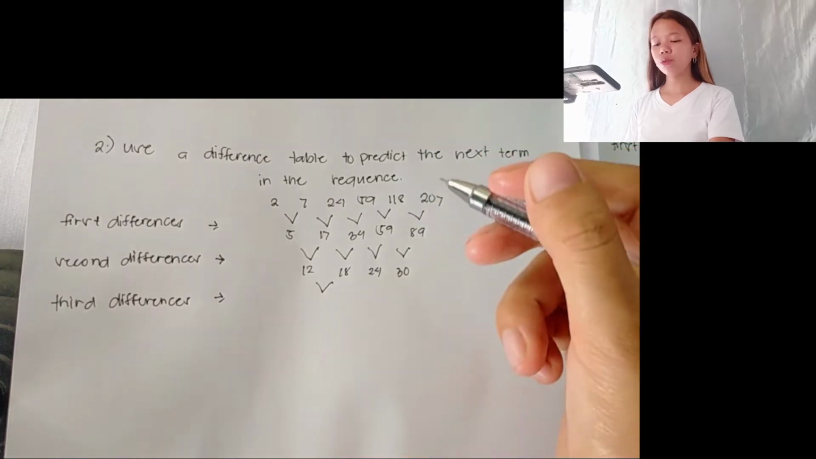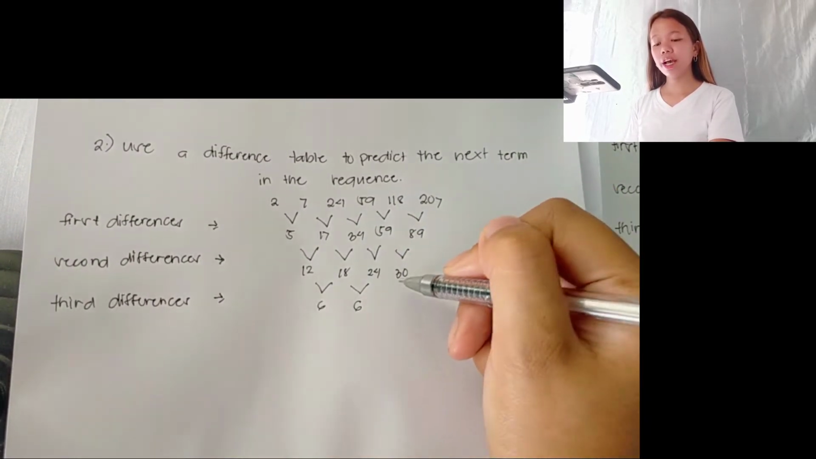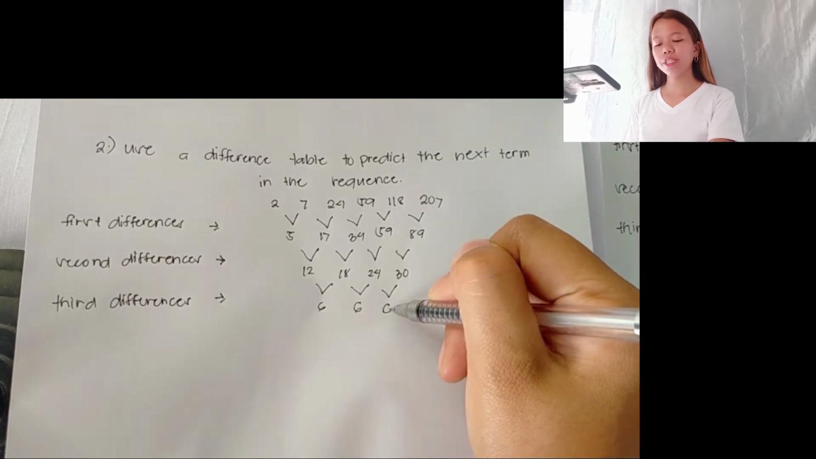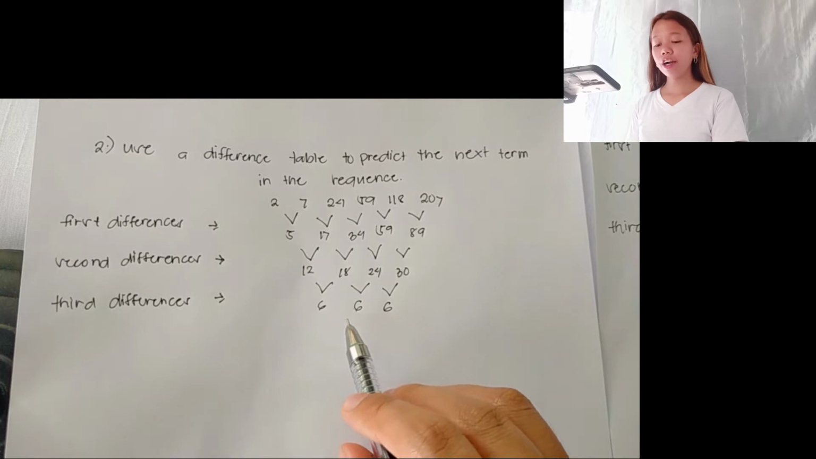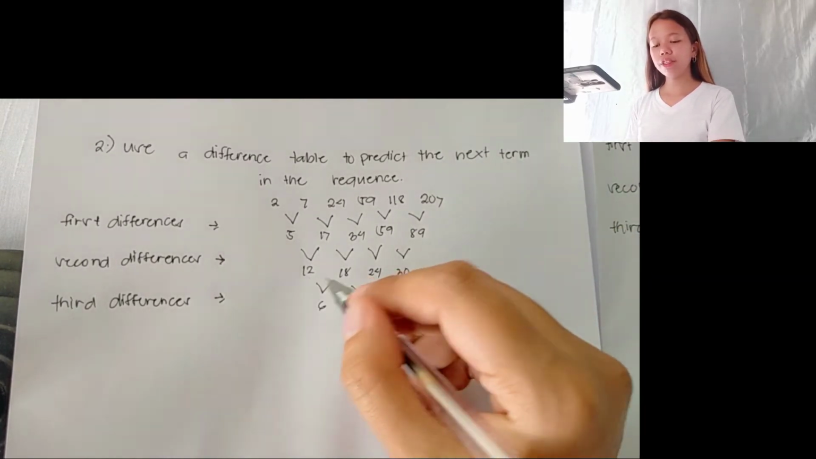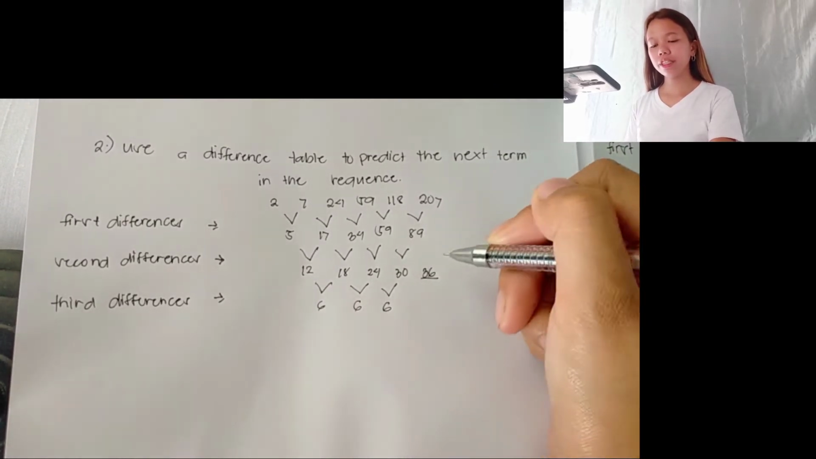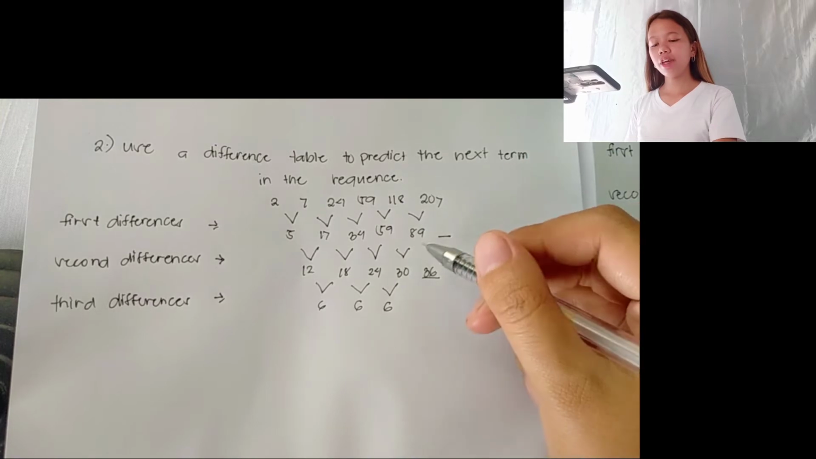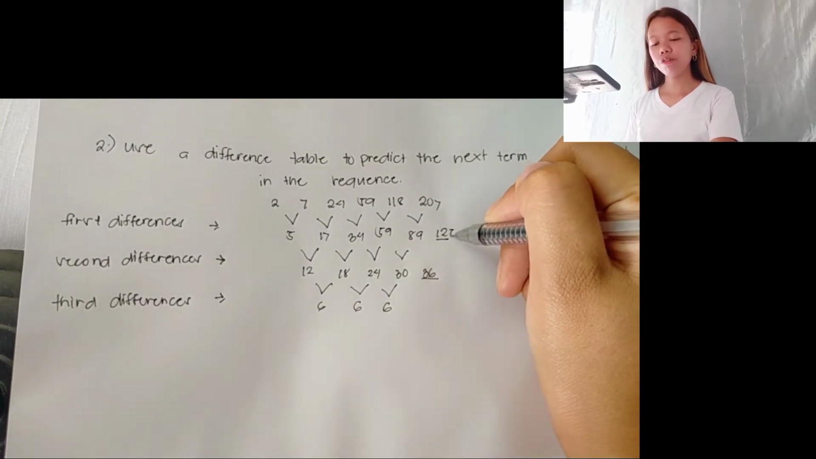So 18 minus 12, that would be 6. 24 minus 18, that would be 6. And 30 minus 24, that would be 6. So we can now see that the numbers are the same value, 6. So to get the next number in this row, let's add 30 plus 6. So that would be 36. And in this row, let's add 89 and 36. So that would be 125.